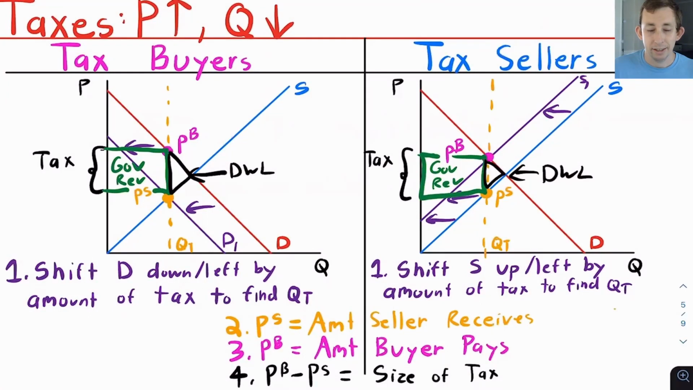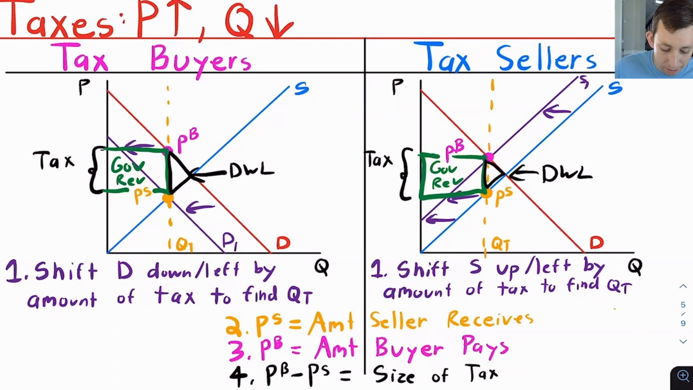Now, taxes are going to have the same effect on the market whether or not you tax the buyer or tax the seller. So I've shown both graphs here. I'm really only going to talk about the case where you tax the buyers. If you would like a separate video on taxing the sellers, comment below. But let's get into this graph right here.